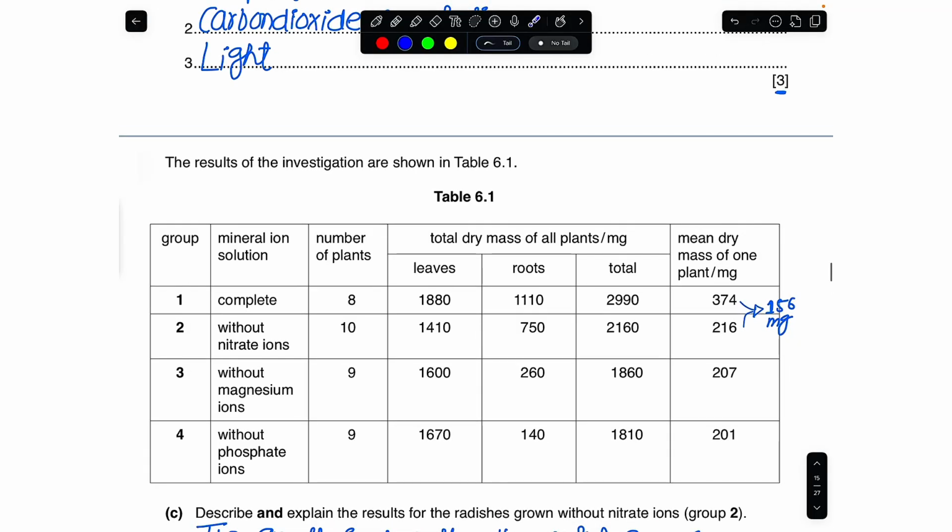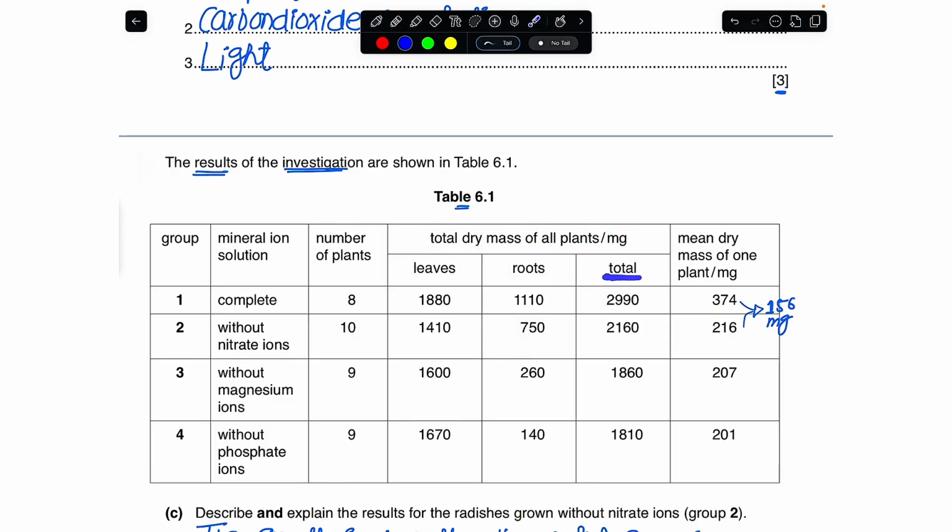If I take you to the table here, they have given you this table 6.1, and here they are showing you the results of the investigation which they have performed. You see that we have a total of four groups. Group one should be considered as the control group because here we have provided complete mineral ions in the respective solution. The remaining second, third, and fourth have the deficiency of a specific mineral ion. They have taken different numbers of plants in each solution, and then they have taken the total dry mass of all the plants in milligrams, in context of their leaves and roots.